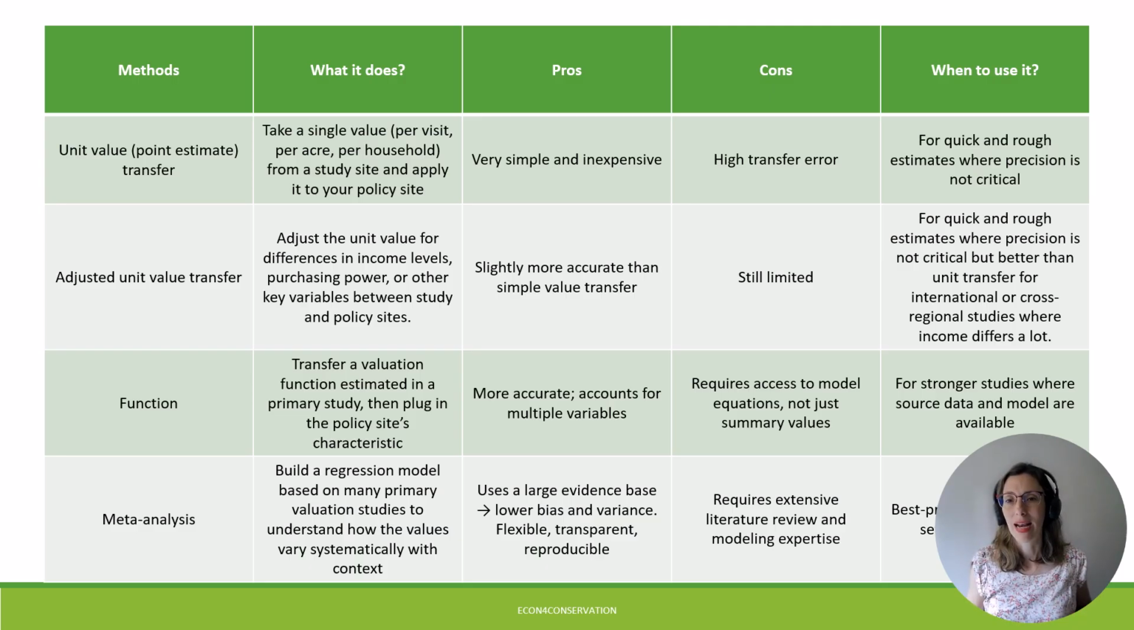Finally, we have the meta-analysis transfer method. This is the gold standard when there is enough research available. So here's what happens. We collect dozens, even hundreds of valuation studies on the same type of ecosystem service. We extract data on the reported values and characteristics of each study. Things like ecosystem type, country, method used, and sample demographics.